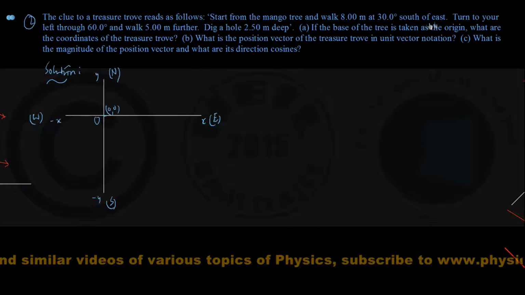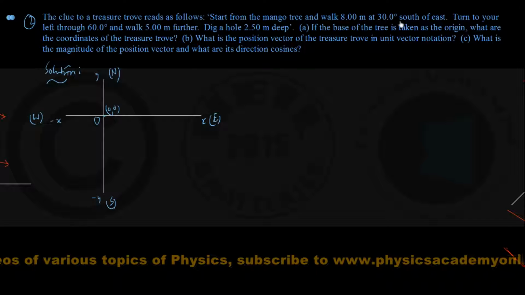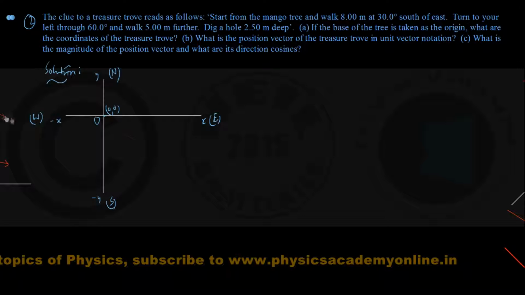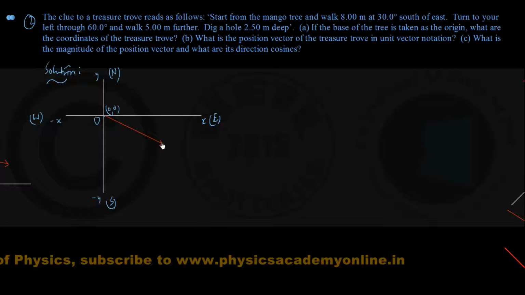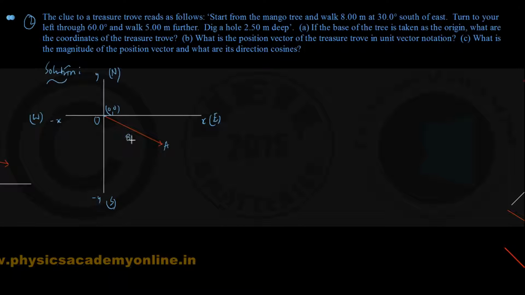let us see how the hunter has to move. He is walking 8 meters at 30 degrees south of east first. So this is the motion. In the first part, as you can see, I am calling this a displacement vector, that is OA. The length of this vector is 8 meters and it is 30 degrees south of east. Well, I have already taken the plus x axis direction as east and the minus y direction as south.